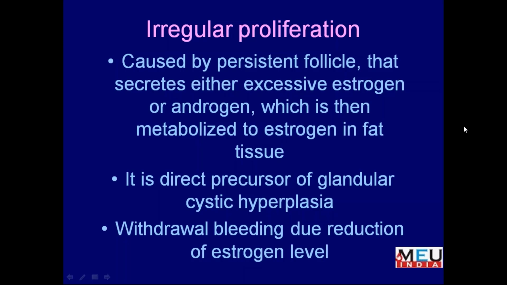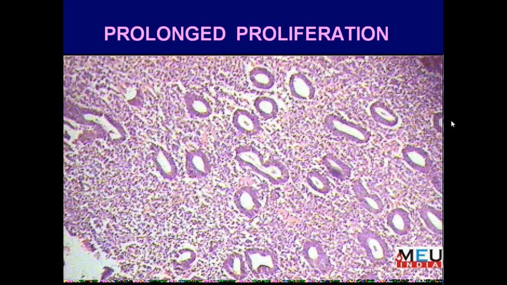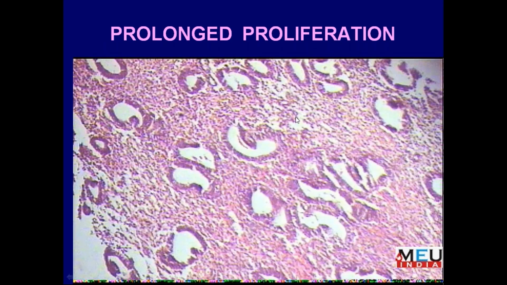Patients sometimes have taken some hormones, and this ovarian problem is there. The number of glands is markedly increased. There is prolonged proliferation even in the second half of the cycle, and you can see in the stroma also there is marked proliferation. And see, the glands become high in number, they lie back to back.